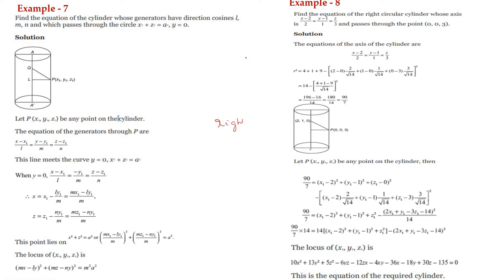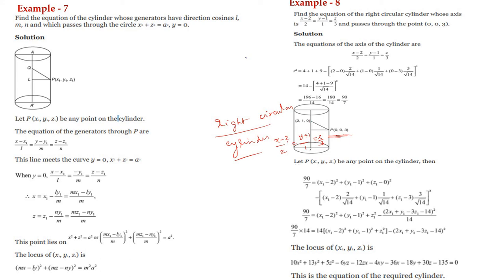How to obtain the equation of a right circular cylinder is the next topic that we are going to discuss, but here it is given. Let us see how we can proceed. The equation of the axis is given by (x minus 2)/2 equals (y minus 1)/1 equals z/3. And (0, 0, 3) is a point on the cylinder, so that is given to us.